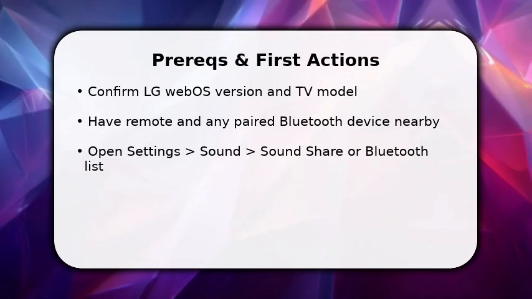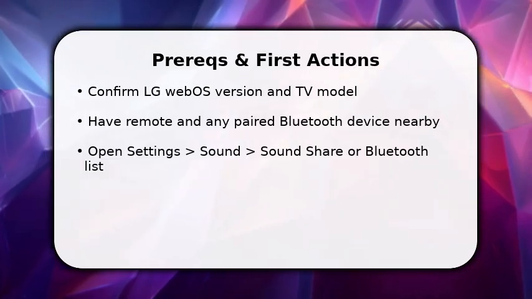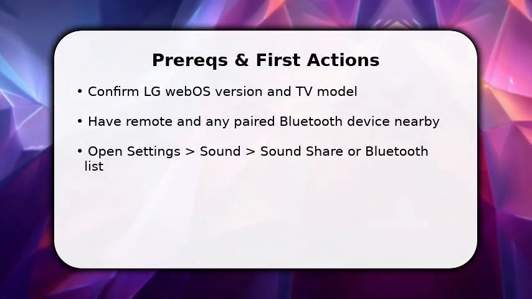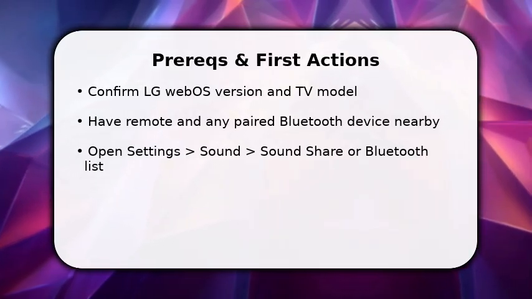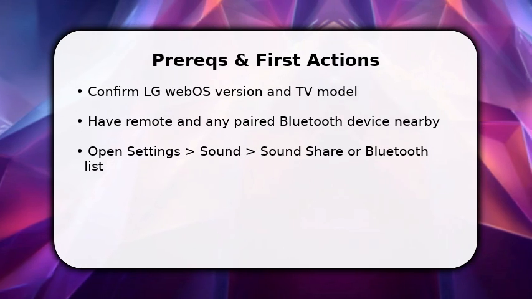Using the remote, go to Settings, choose Sound, then Sound Share or Bluetooth device list. You need to access the device list now so you can identify which connection to remove. Once done, pause here before proceeding.